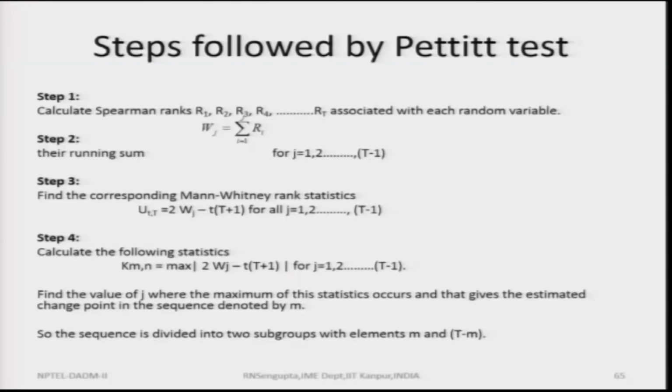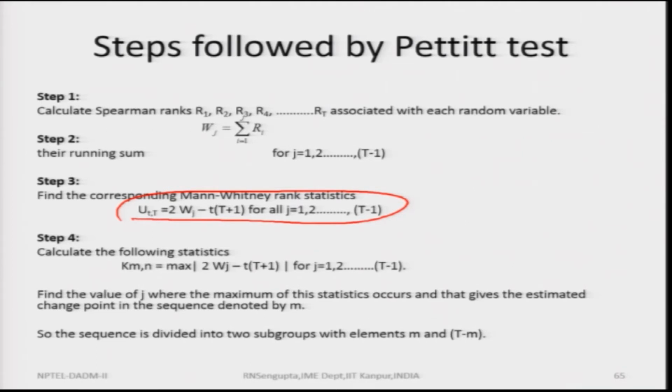So, very simply, I will mention the algorithm. You will calculate the rank. Spearman rank is one of the correlation coefficients we use. Spearman ranks would be found, associated with each random variable, and then we find the running sum of them. The corresponding Mann-Whitney statistic would be found using the formula of U_t for j equal to 1 to t minus 1 for all the points where we have the rank values. You will calculate the Mann-Whitney values by finding the maximum of them. I am just mentioning the bullet points of the steps. You find the value of j where the maximum of the statistic occurs, and that gives us the estimated change point of the sequence.